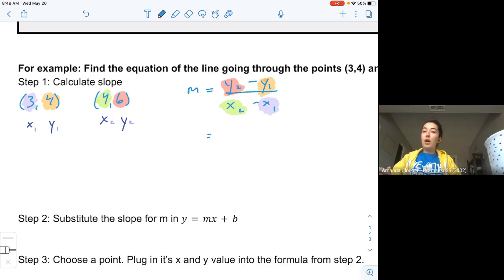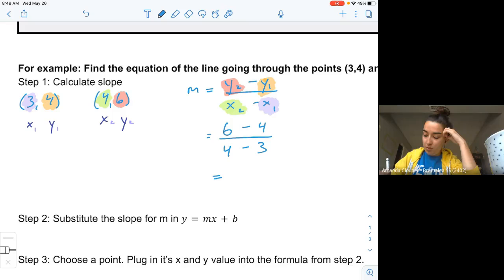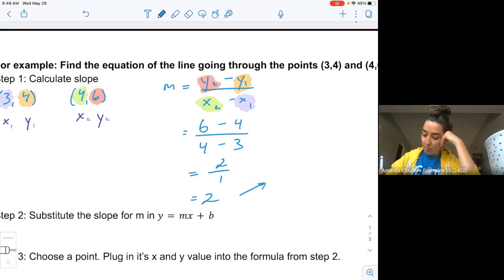I'm going to now put the numbers into the equation. Okay, so we know that y2 is 6, y1 is 4, x2 is 4, and x1 is 3. So I have the equation 6 minus 4 all divided by 4 minus 3. So 6 minus 4 is 2. And 4 minus 3 is 1. So I have 2 divided by 1, which is just 2. And so I have my slope is 2.